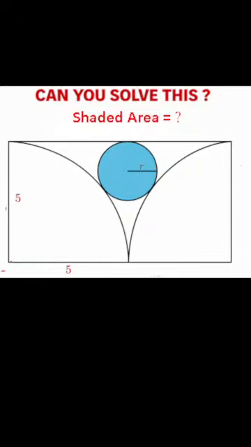We need to solve for the shaded area. These two sides are given as 5. This is 5. This is also 5. We need to solve for the radius only. Radius, and then we can solve for the shaded area. Right?